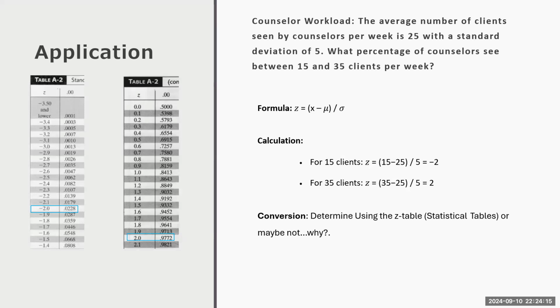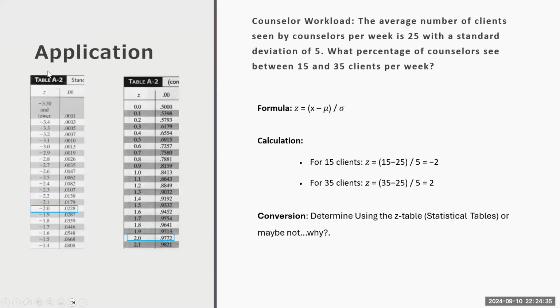Next problem, what is the percentage of counselors who see between 15 to 35 clients? Now, in this particular problem, I use my formula and I realize that for 15 clients, it's -2. And for 35 clients, it's 2. Now, I already know that the amount of data that is between -2 to 2 is actually 95%, but let's check it and make sure.